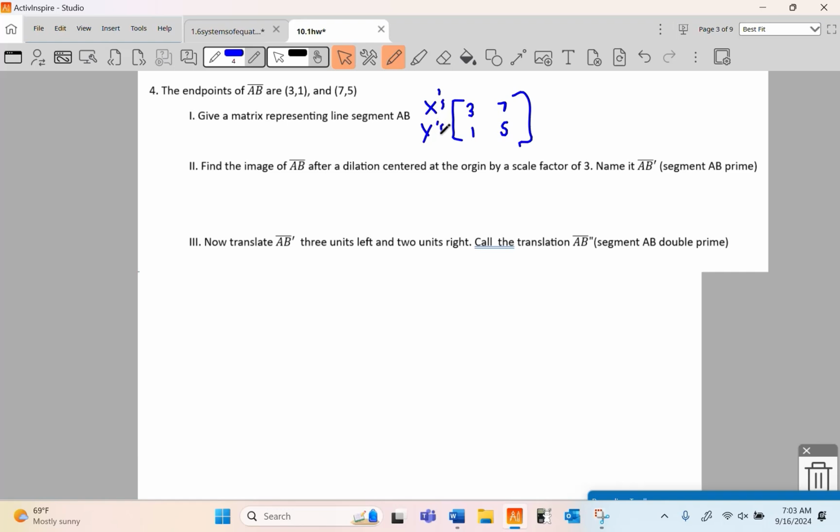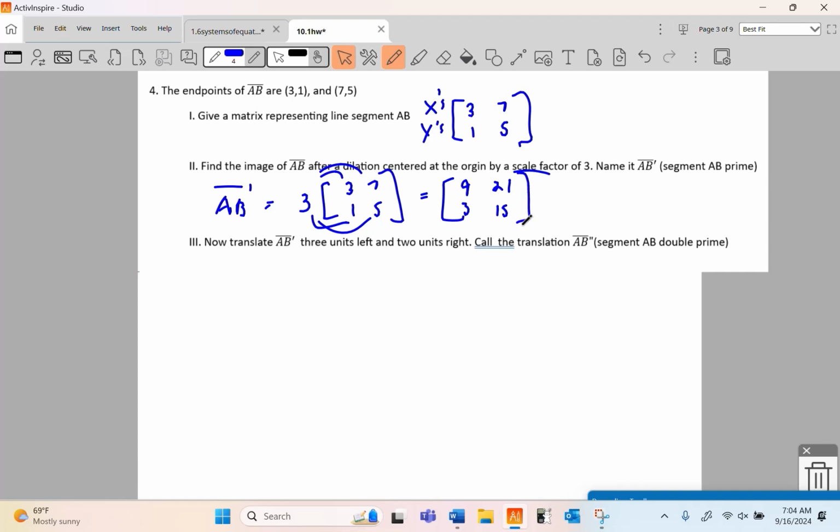All right, find the image of segment AB after a dilation, center the origin by a scale factor of 3, name it AB prime. And they're talking about a scalar. And all you do is you throw a 3 out front. And it's in essence the distributive property. So 3 times 3 is 9, 3 times 7 is 21, 3 times 1 is 3, 3 times 5 is 15.